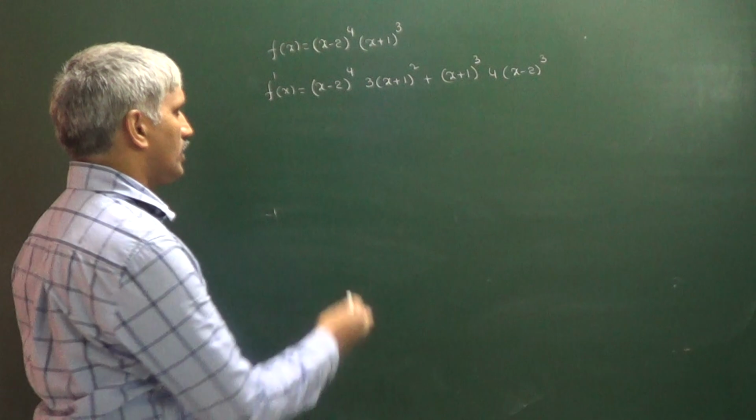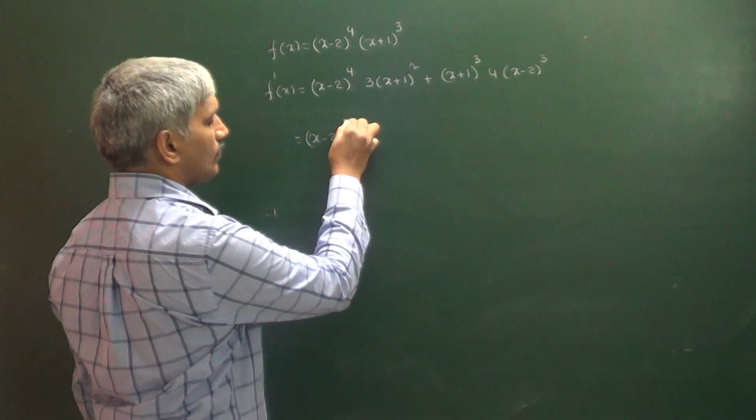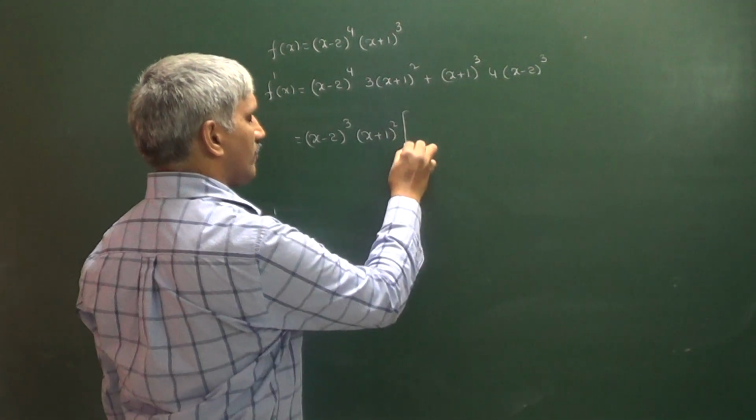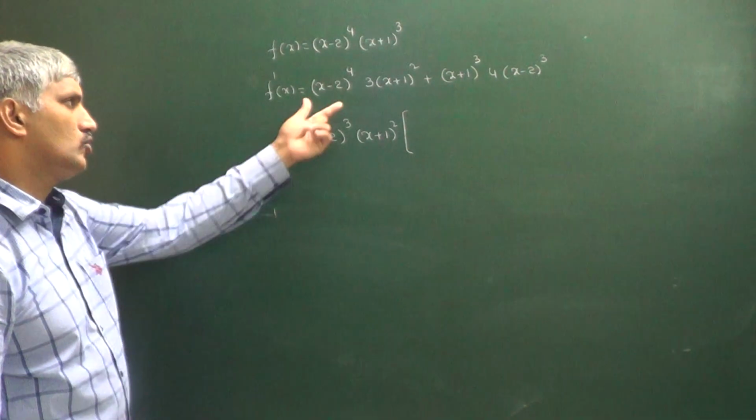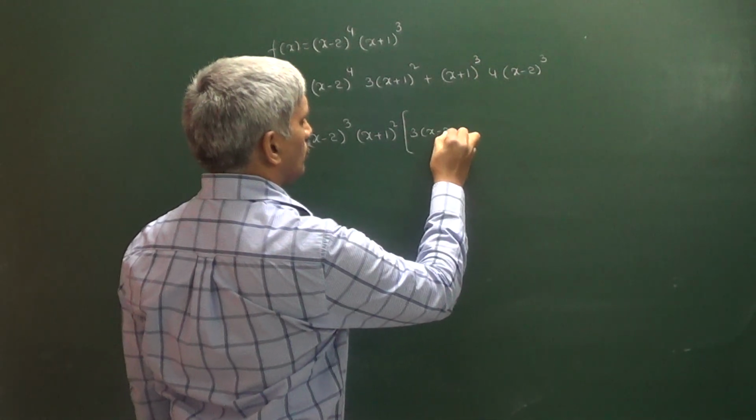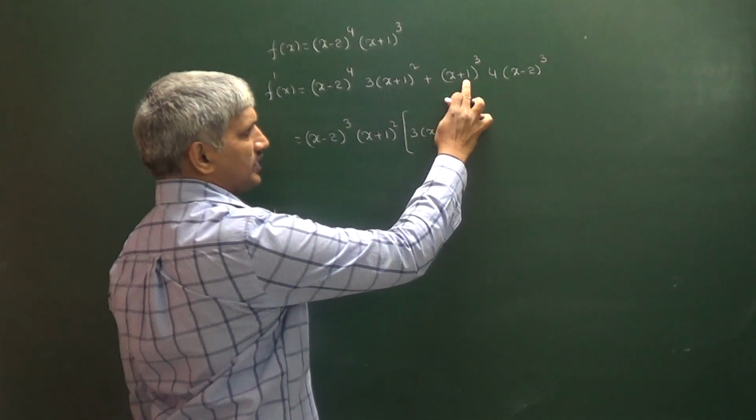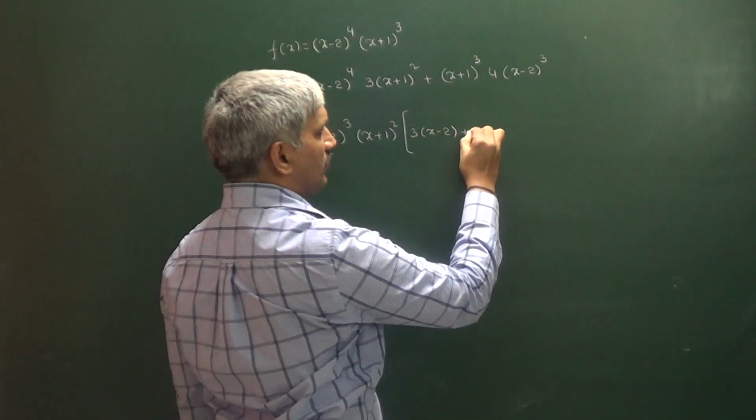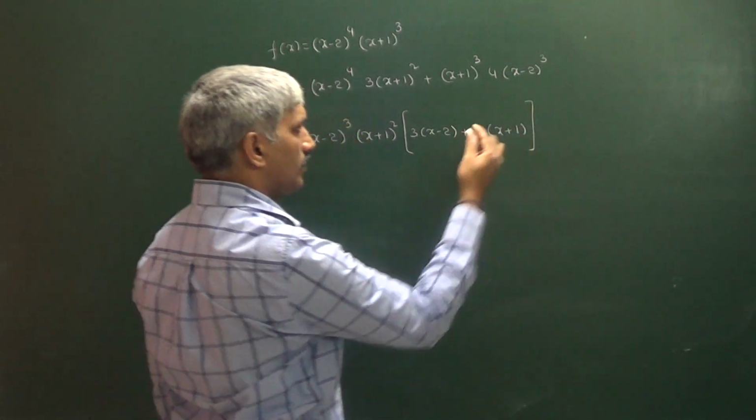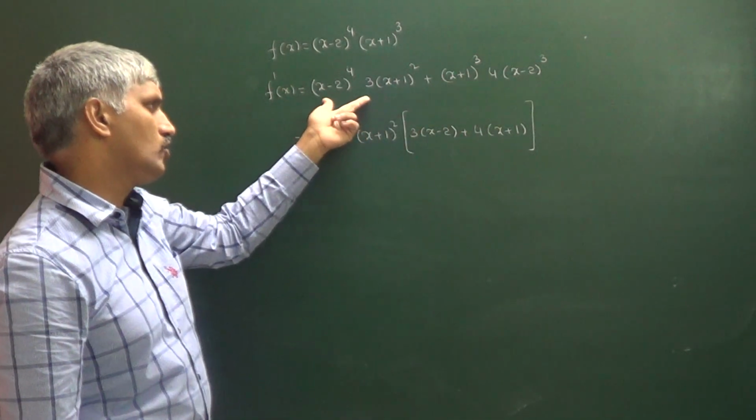Now what can we take common here? We can take (x minus 2) whole cube common. Next we can take (x plus 1) whole square also common. Then what is left? After taking (x minus 2) whole cube common, we are left with 3 into (x minus 2). Here we took (x plus 1) whole square common and (x minus 2) whole cube common, then we are left with 4 into (x plus 1).